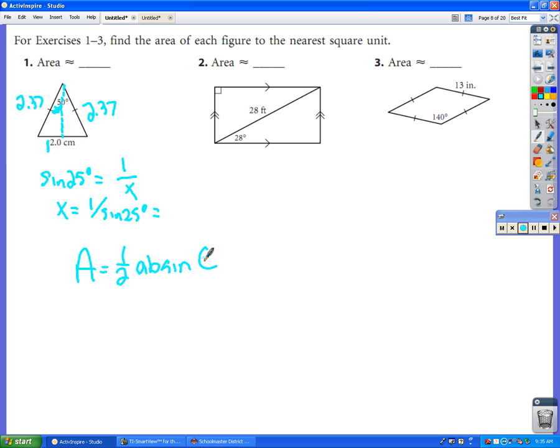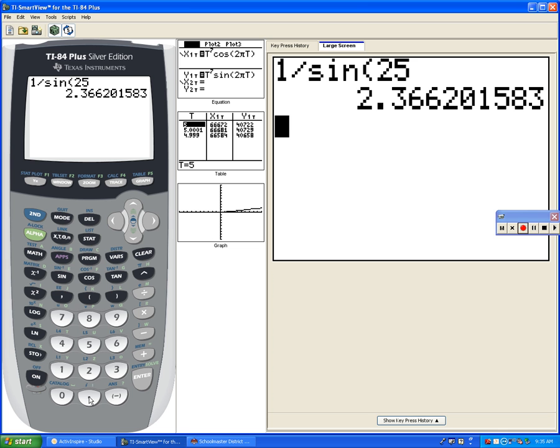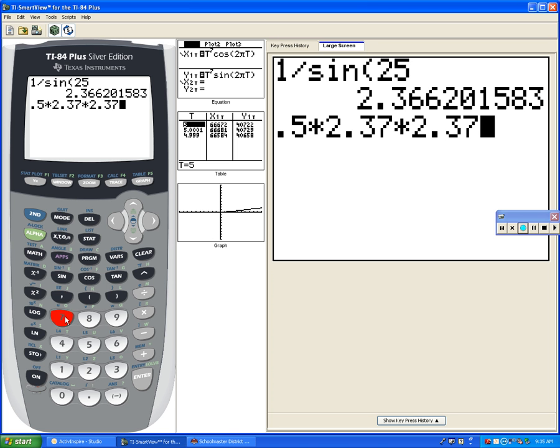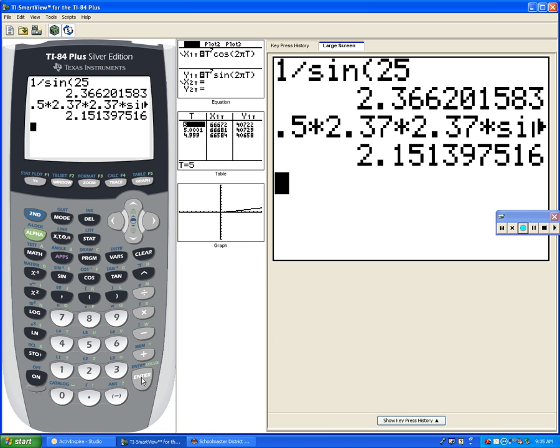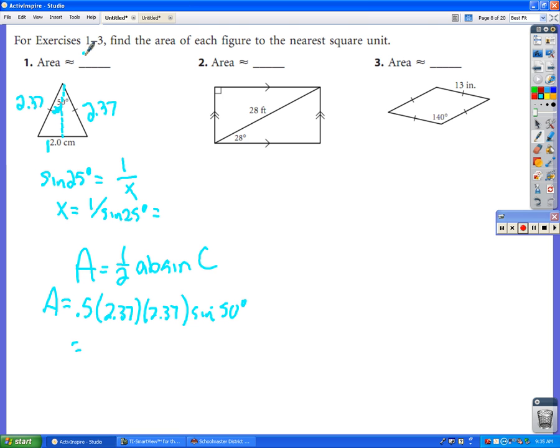So now I can use this formula right here. So my area is going to be 0.5 times 2.37 times 2.37 times the sine of the angle in between them, which is 50. So 0.5 times 2.37 times 2.37 times sine of 50 gives me an area of 2.15 square centimeters.